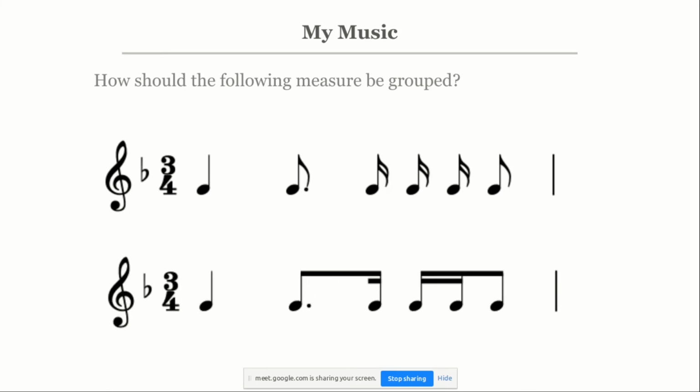I was asking, can you shift something from, like, in this 3/4, there is a dotted quiver and there are three semiquavers, and the last one is a quiver. Can you shift the last quiver to bring it here to this dotted quiver?